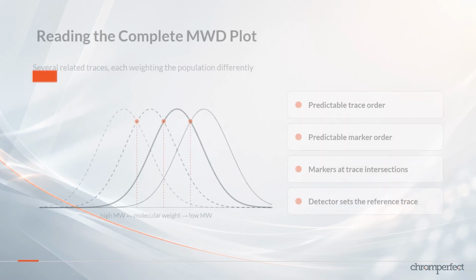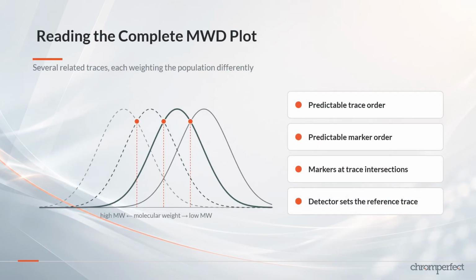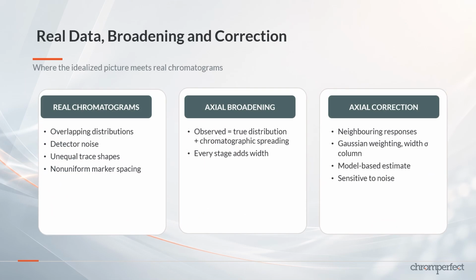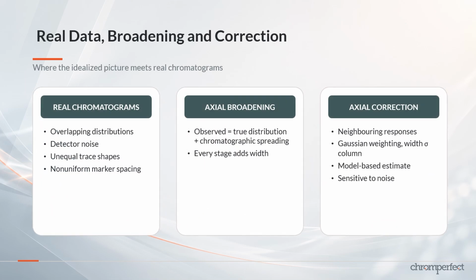The molecular weight distribution plot contains several related traces, each applying a different weighting to the molecular population. For ideal distributions, these traces follow regular relationships. The molecular weight markers appear in a predictable order and normally lie at the intersections of the associated fraction traces. Real chromatograms introduce overlapping distributions, curved calibration relationships, detector noise, and non-uniform trace shapes. Nevertheless, the fundamental order and meaning of the traces remain.